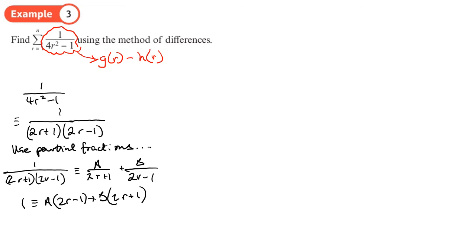Okay, and now what we do from here, we choose values of r that are going to make one bracket disappear or the other bracket disappear. So let's do it up here. We'll say let r equal a half. So if we let r equal a half, we will have 1. And then if I put a half there, that bracket will disappear, just leaving me with b times 2 times a half, which is 1. 1 plus 1. Okay, so basically 2b equals 1. B equals a half for our value of b.